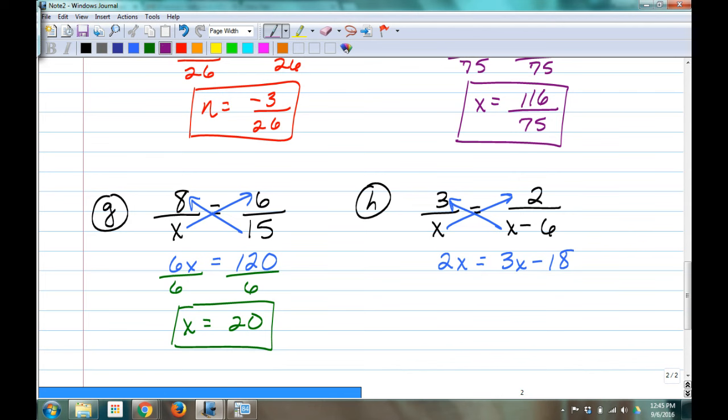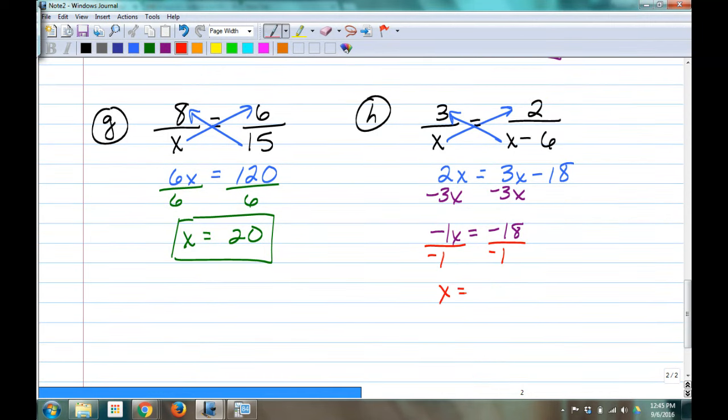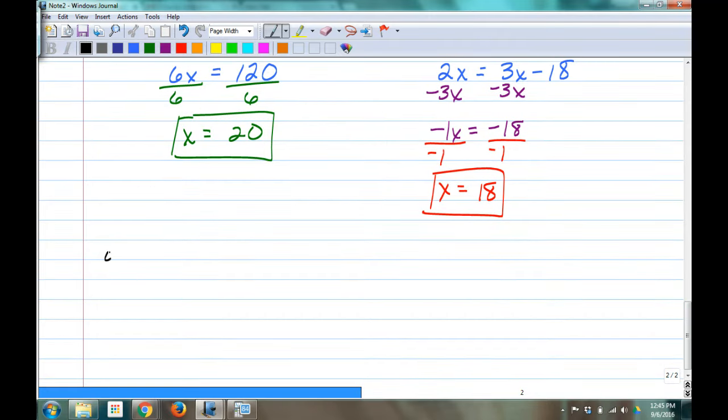It's got variables on both sides. That's what we did last week, or the week before that. So how do I solve that? Minus the 3x to get all the x's together. The negative 1x is equal to negative 18. Divide by negative 1. X is 18. We're steadily getting into more difficult problems, but the process is still the same.